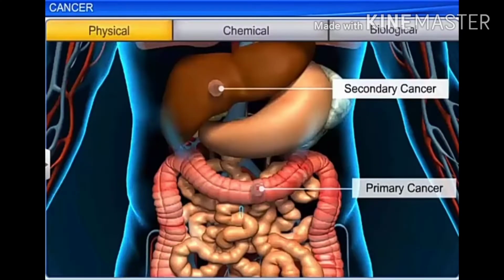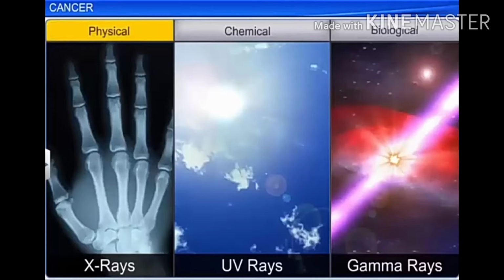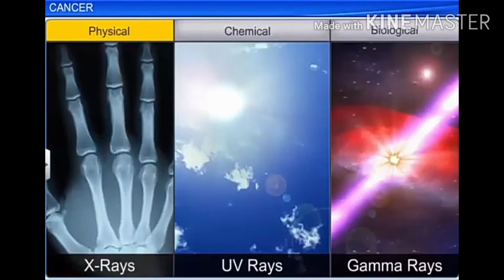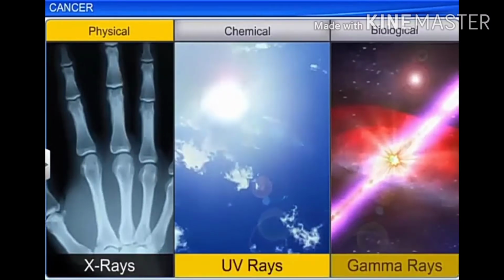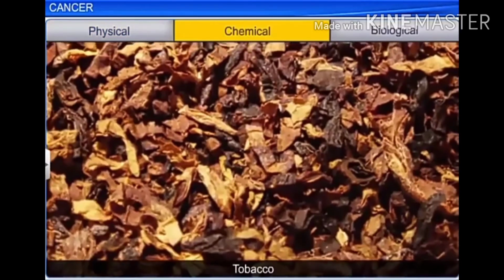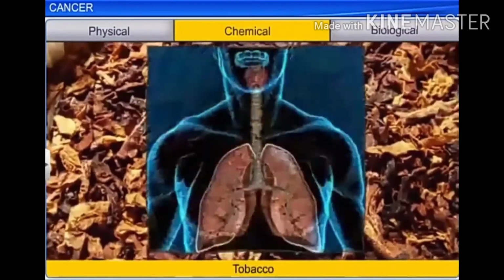The physical, chemical, and biological agents responsible for transforming normal cells into cancerous neoplastic cells are known as carcinogens. Different types of ionizing radiations such as X-rays and non-ionizing radiations such as UV rays and gamma rays damage DNA, causing neoplastic transformation. Similarly, the chemical carcinogen nicotine present in tobacco causes lung cancer.